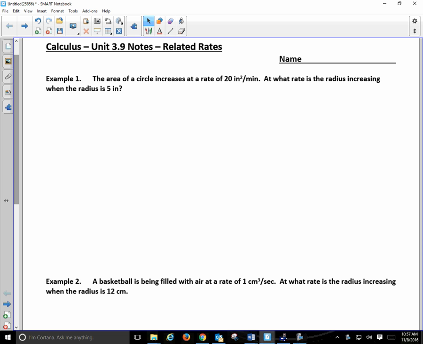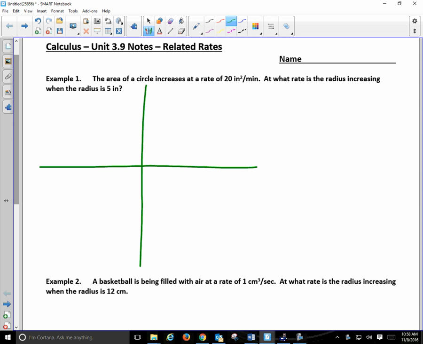Okay, we begin our section on related rates. These will all be word problems. Some will be easy, some will be difficult. Anytime I get these word problems, I always draw 4 boxes.